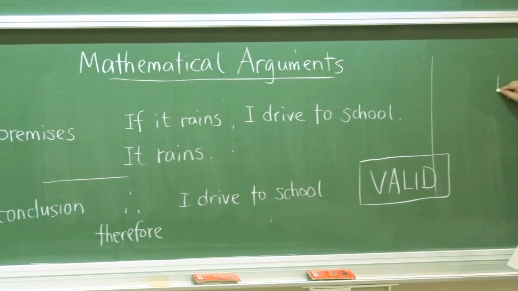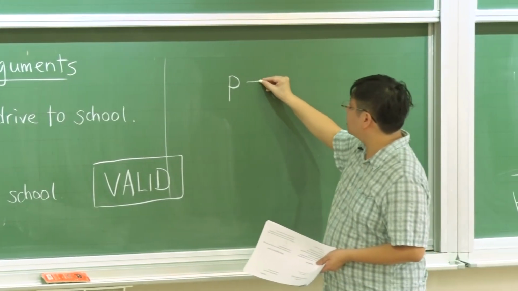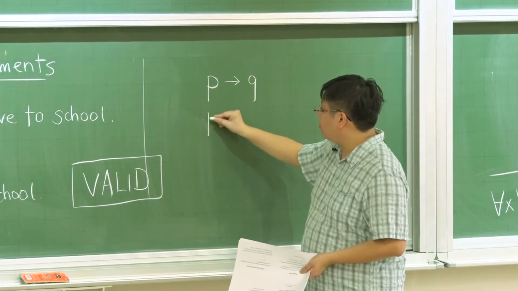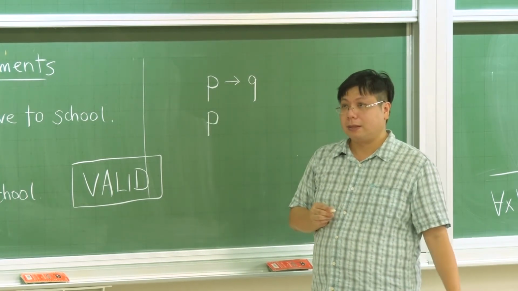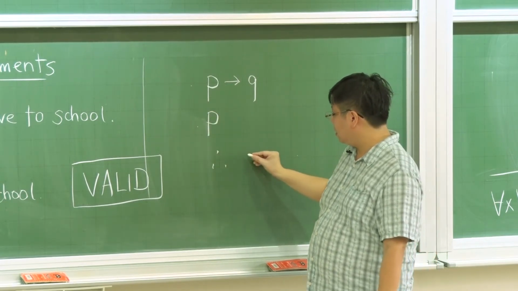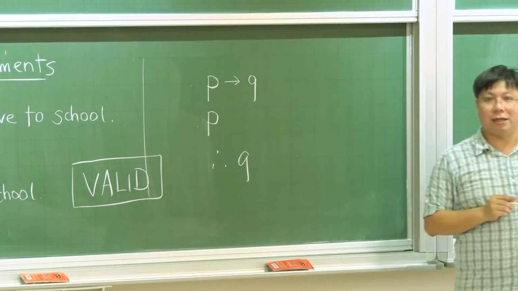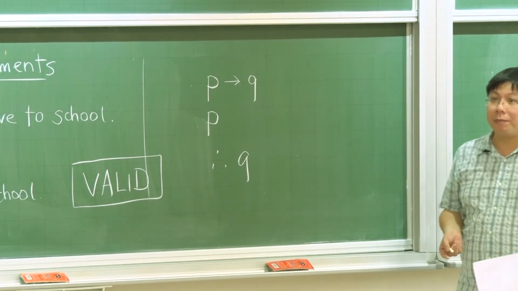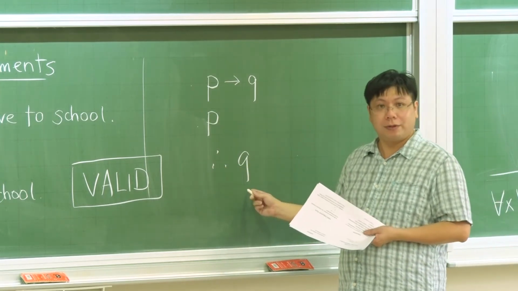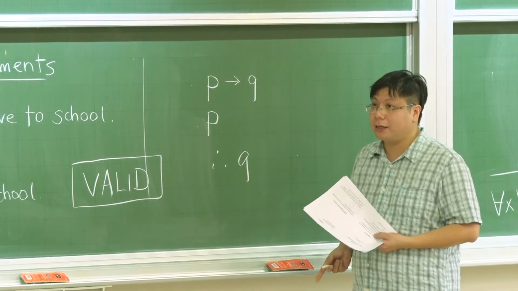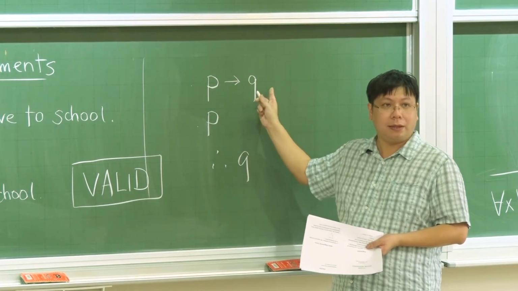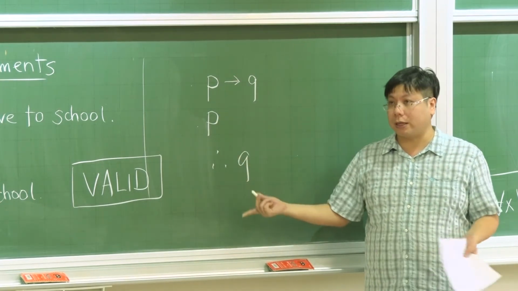The form is like this. We have a proposition P implies Q as my first premise, and then I have P as my second premise. Whenever I know that this is true and this is true, then I can conclude Q is true. So they are of the same form. Today we are going to look at what kinds of valid argument forms we use commonly every day. This is one of them: if I know P, then Q will happen, and this time P actually happens, so we can conclude that Q will happen.